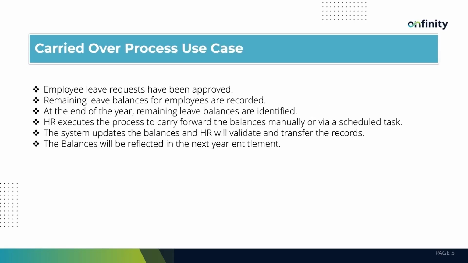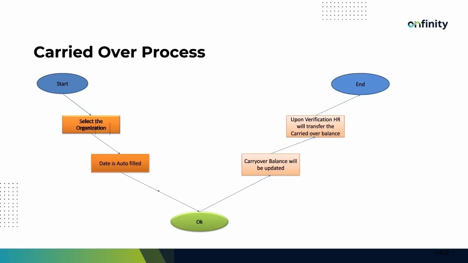As a user case, when an employee's leave request has been approved, the remaining leave balances for that employee are recorded. At the end of the year, the remaining leave balances are identified. HR executes the process to carry forward the balance, either manually or via a scheduled task. The system then updates the balances, and HR will validate and transfer the records. Once the balances are updated, they will be reflected in the next year's entitlement. Here we have the carryover process flow.